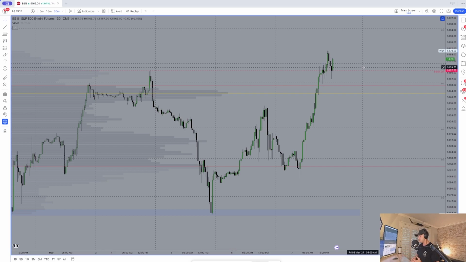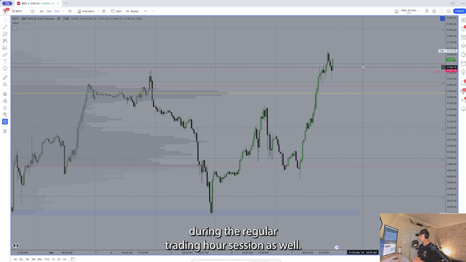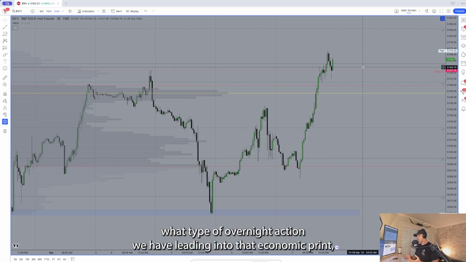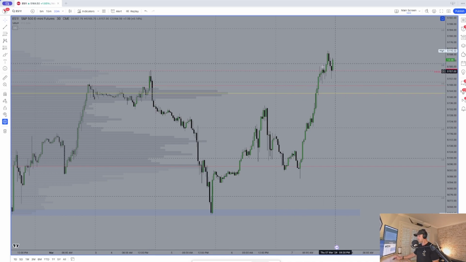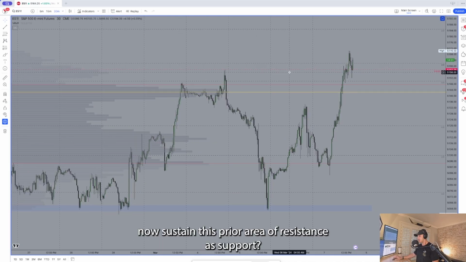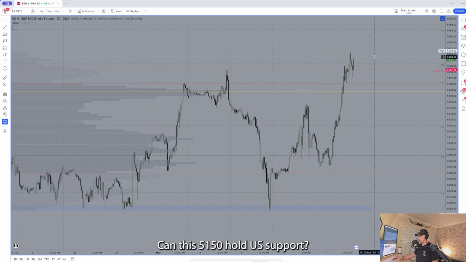We do have NFP. That's going to be a market moving event pre-market. So there will definitely be some volatility during the pre-market session tomorrow and probably some pretty good action during the regular trading hour session as well. So main watch into NFP, of course, depending on what type of overnight action we have leading into that economic print. It's just going to be, again, can buyers now sustain this prior area of resistance as support? Can this 5150 hold as support?